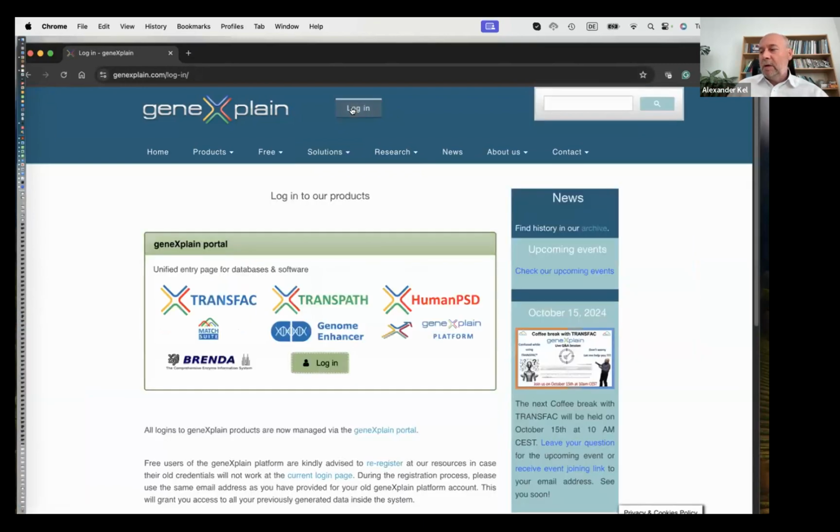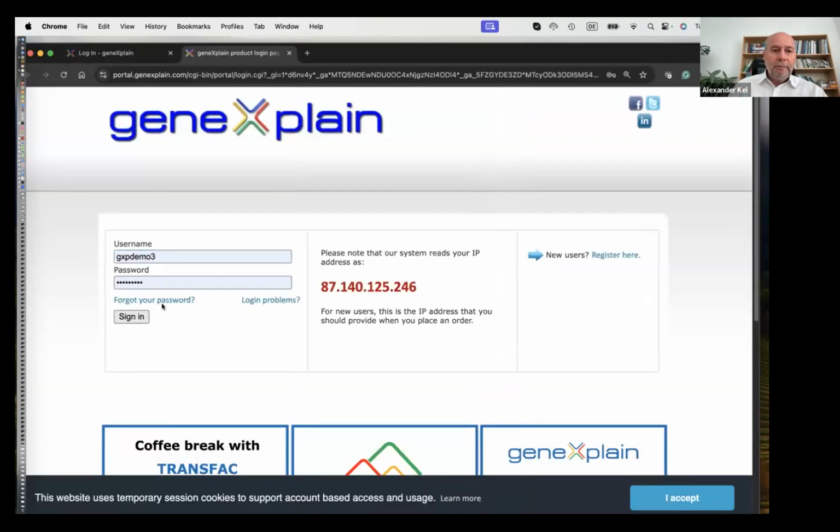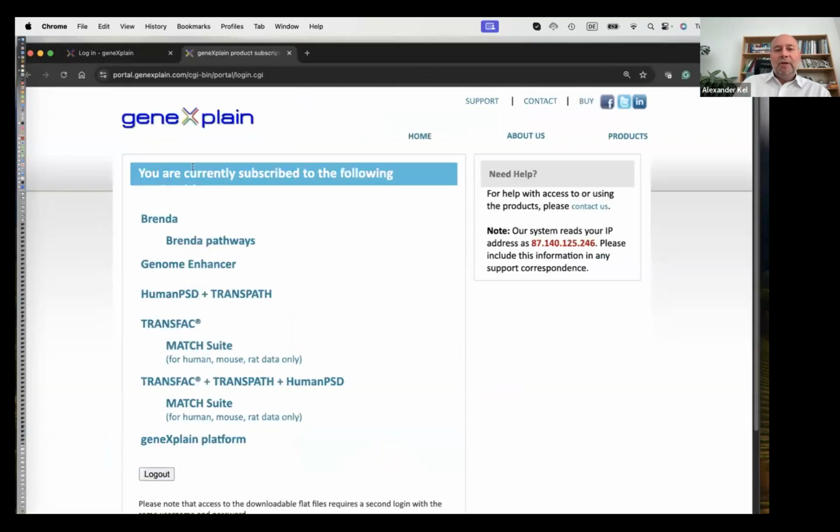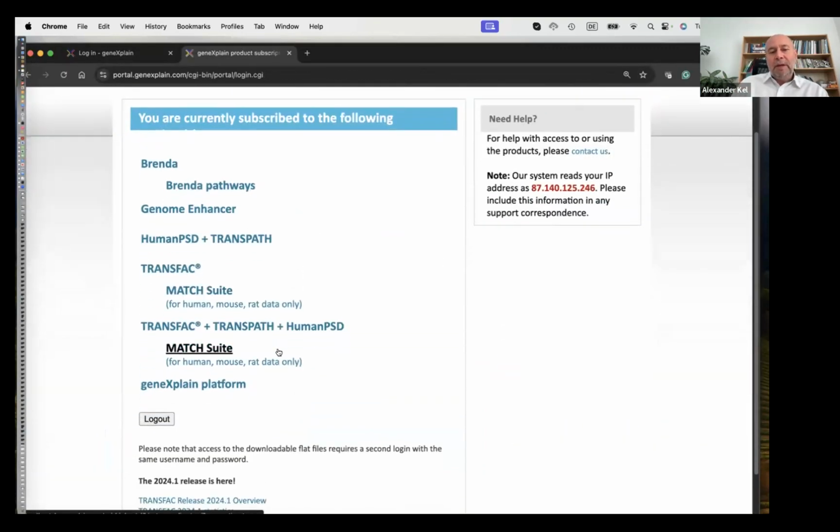Let's log in to our database first, which has basically all subscriptions to our products. You see, we have here TRANSFAC Online, and we have TRANSFAC, TransPath, and Human PSD. This is what I call the full package. We have here Genome Enhancer. We have here the geneXplain platform. We will see a bit more detail today.